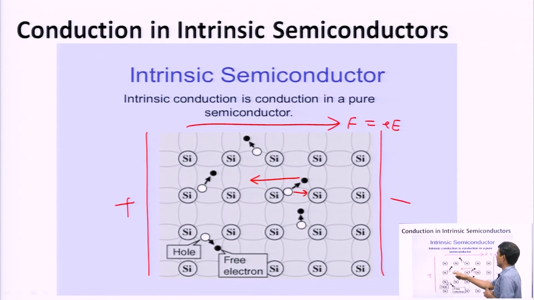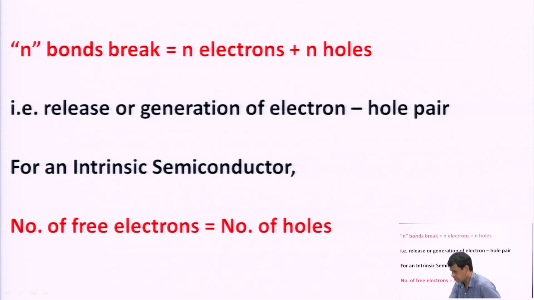The movement of electrons will be from right to left if we apply positive here and negative here, and if the direction of the electric field changes, then the movement of the electrons will also change. So, this is the conduction of thermally generated minority carriers. As already discussed, when n bonds break, n electrons and n holes generate in the pure semiconductor. This means the number of free electrons is equal to the number of holes.